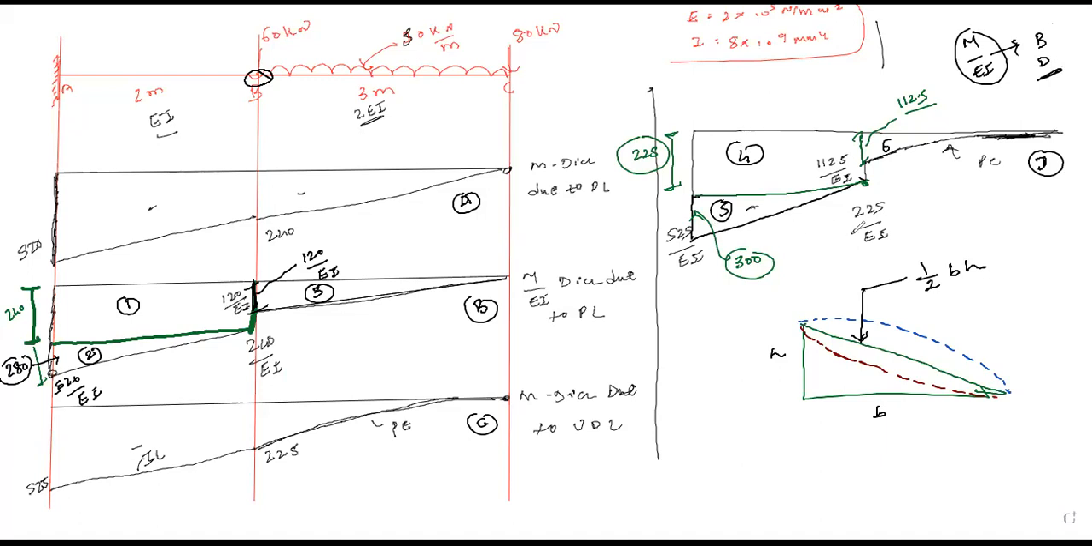If I want to calculate slope at point B, I need to consider area of M by EI diagram between B to A. For calculating area of M by EI diagram between B to A, I need to consider area of shape 1, area of shape 2, area of shape 4, area of shape 5. Yes or no? So procedure is same, just like the previous lecture. Okay, just here there is some change in the shape.